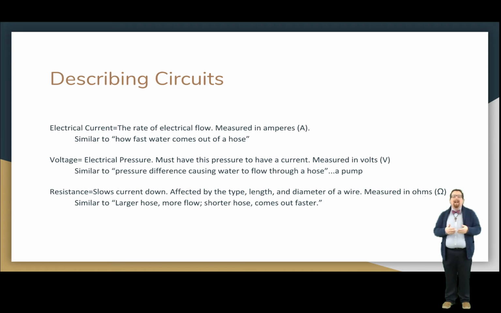To continue our analogy, the wider or the larger diameter hose you have, the more water is able to flow through it. Or maybe a shorter hose would take less time for the water to flow through than a longer hose. We measure resistance in ohms, which is represented by the capital Greek letter omega, which kind of looks like a horseshoe.